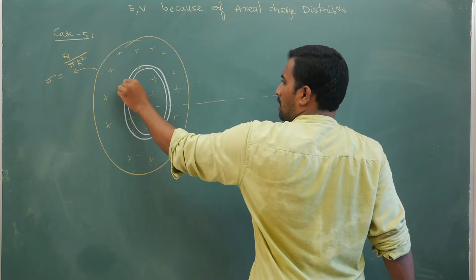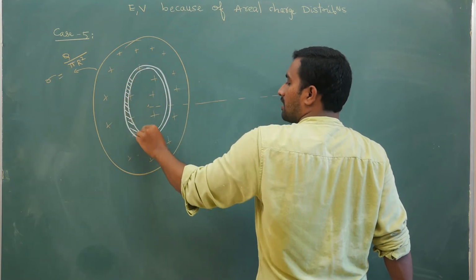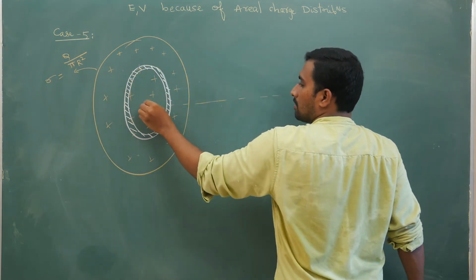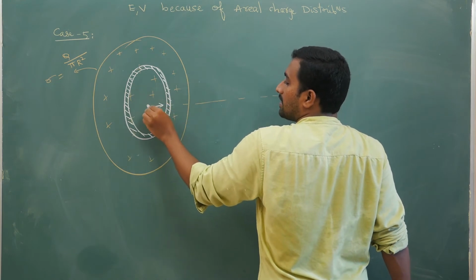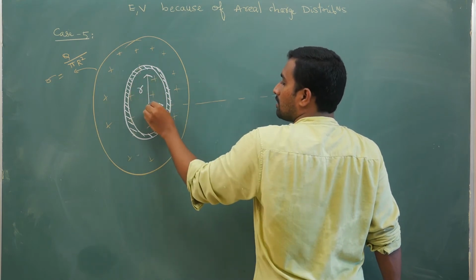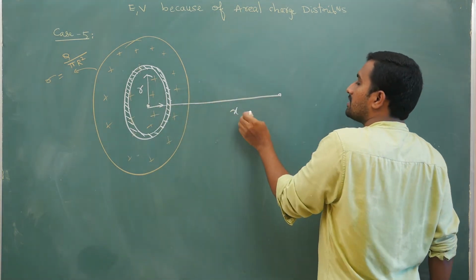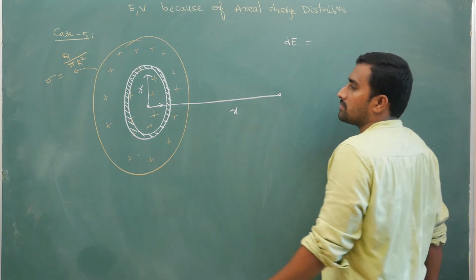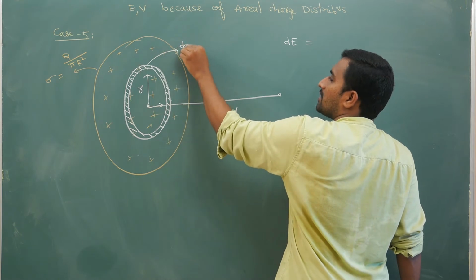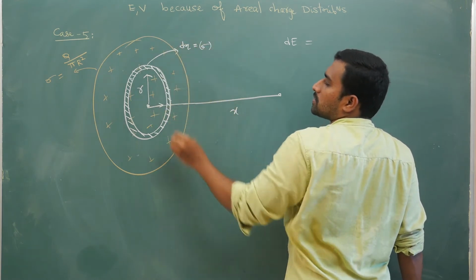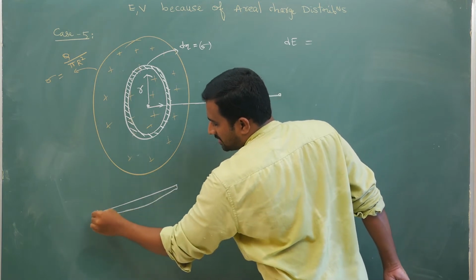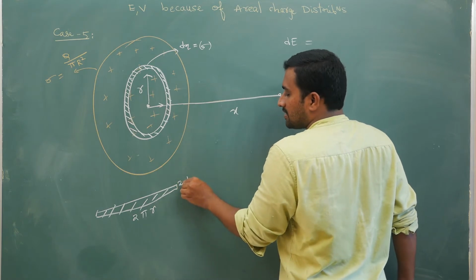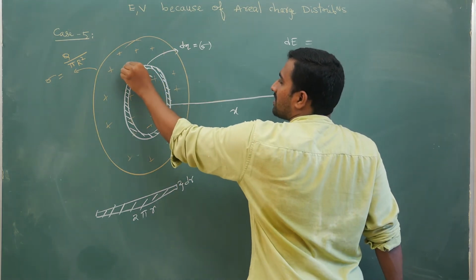Now because of this patch of ring, what happens exactly is, from here to here, let us say, your radius is small r. Now from the center of the ring at distance x, your small electric field dE is, just now we have seen this small charge dq is sigma times small area. If you cut this ring and stretch it like this, the patch will have a length of 2 pi r and width is dr. Okay, hope you have understood what I have explained.